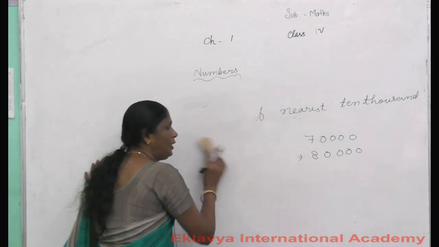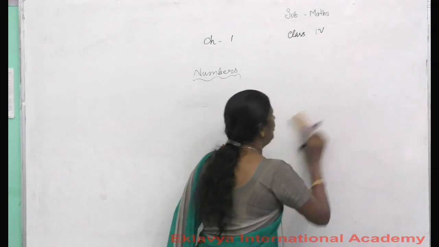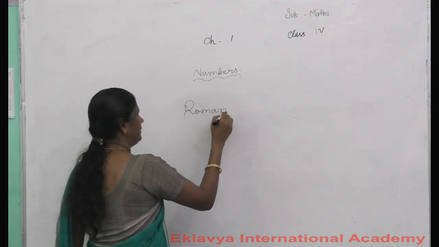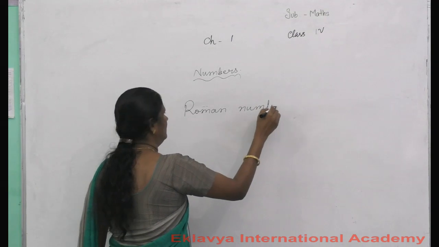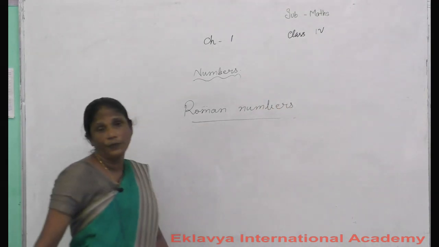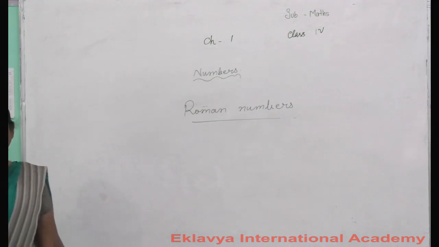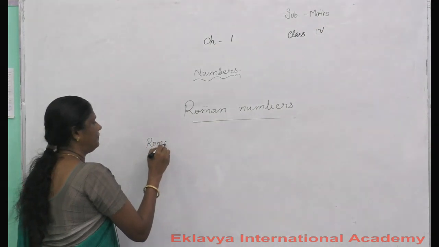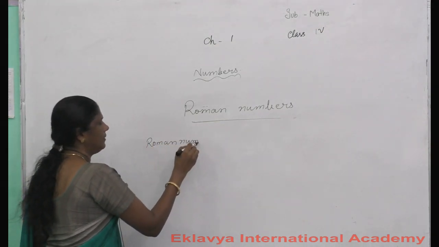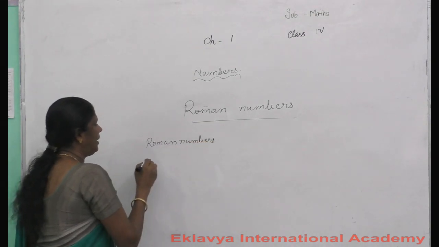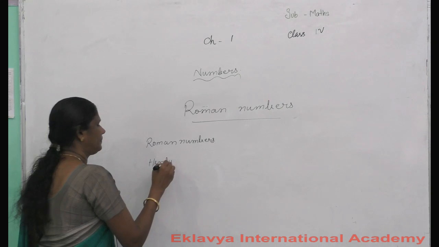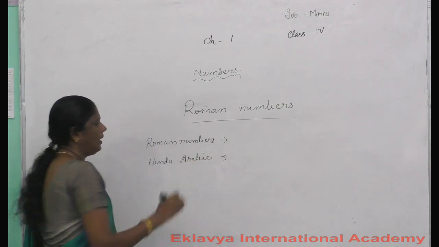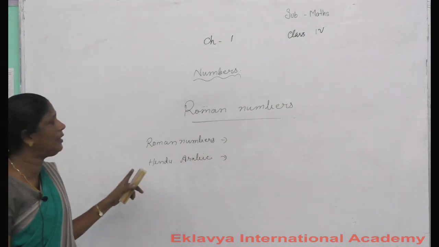Next topic is Roman numerals. Roman numbers. There are 7 symbols in Roman numerals. How many symbols? 7 symbols. Here Hindu-Arabic. Then there are 7 symbols in Roman numerals.